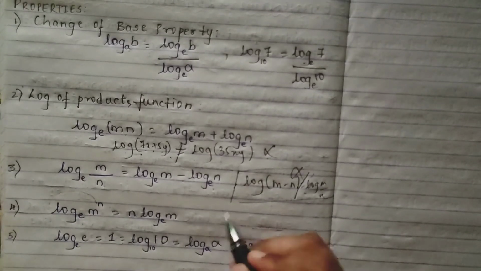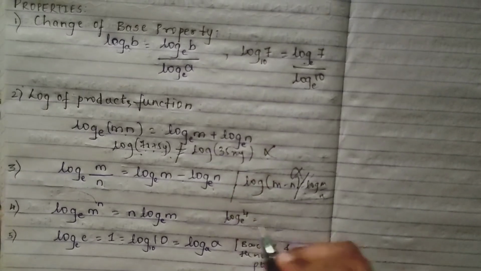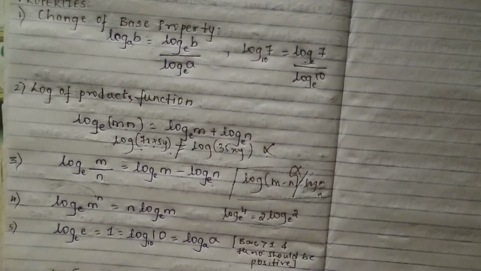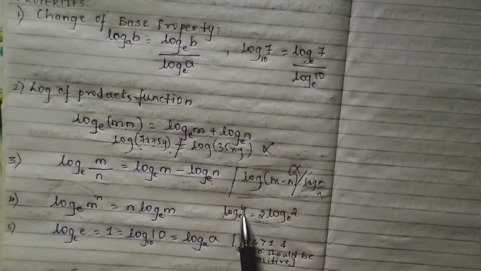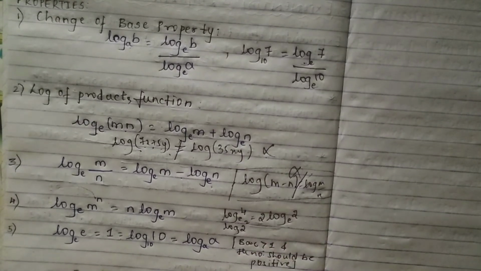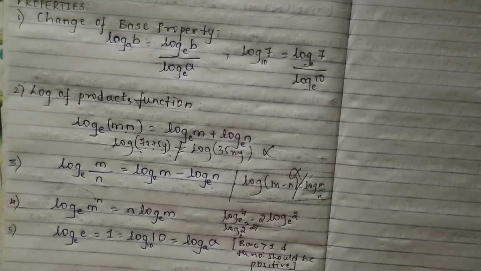For example, you have log 4 to the base e. So I can write this as 2 log 2 to the base e. Why? How can I write 4? I can write 4 as log 2 square to the base e, which means it becomes the same: 2 log 2 to the base e.